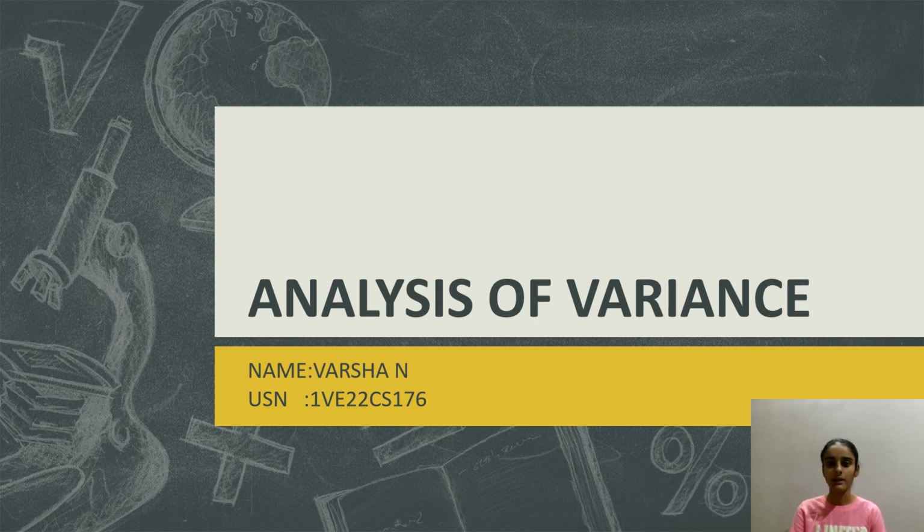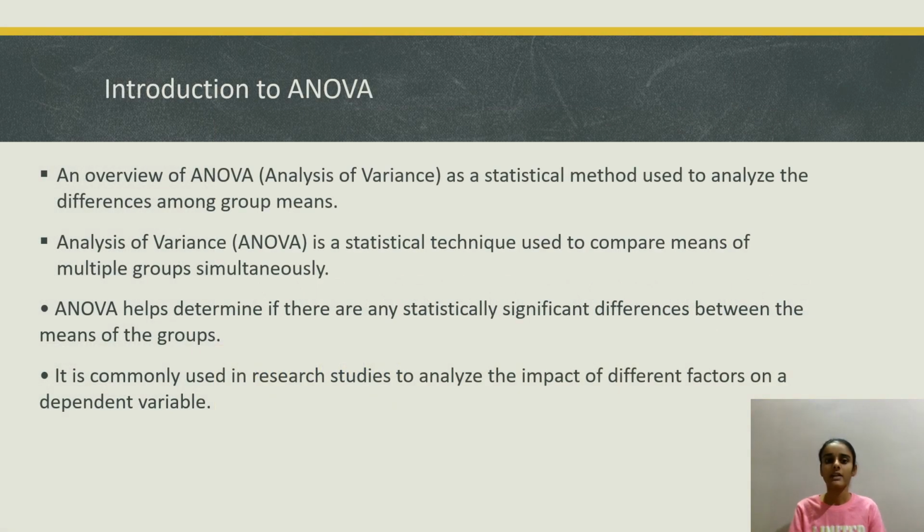Today's video is about analysis of variance. Introduction to ANOVA. An overview of ANOVA: it is a statistical method used to analyze the difference among the group means. ANOVA is a statistical technique used to compare the means of multiple groups simultaneously. ANOVA helps to determine if there are any statistically significant differences between the means of groups. It is commonly used in research studies to analyze the impact of different factors on independent variables.